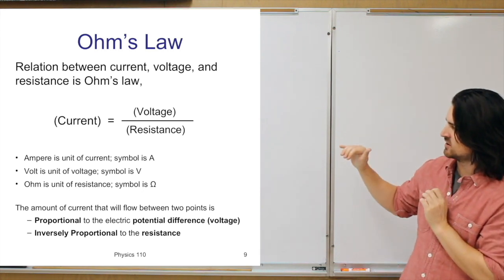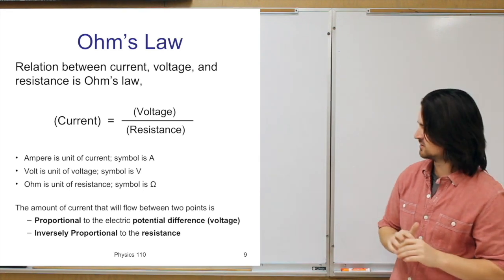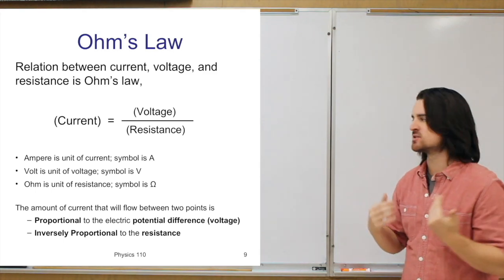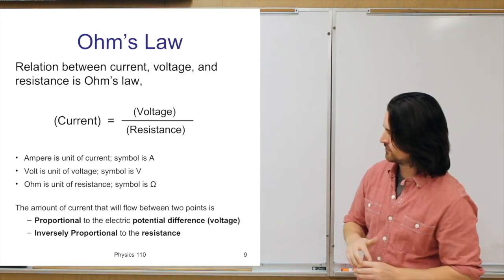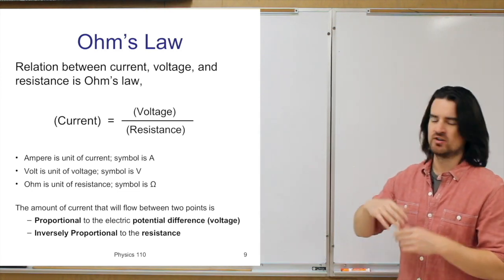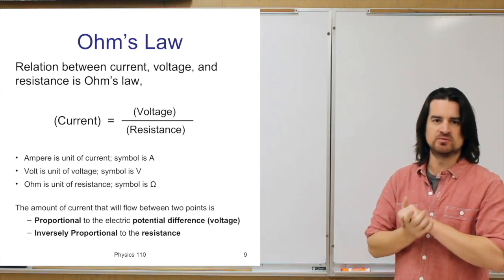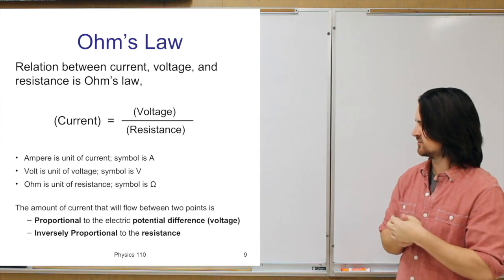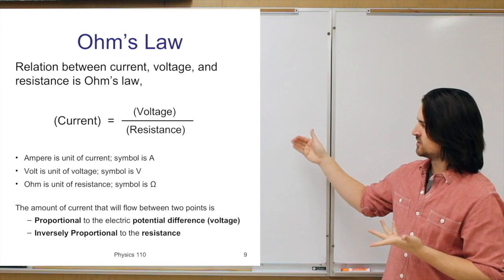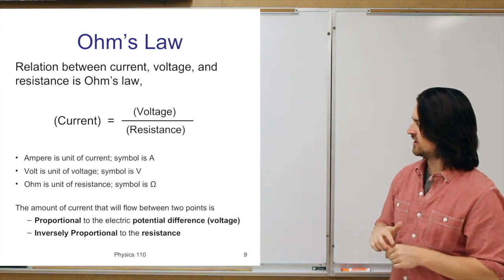So that's why the current is going to be inversely proportional to the resistance. And in case you were wondering, we haven't worried too much about units, but the unit for a current is what's called the ampere. These are all named after people who did work in these areas or discovered certain things. Ampere, and we just use the symbol A.